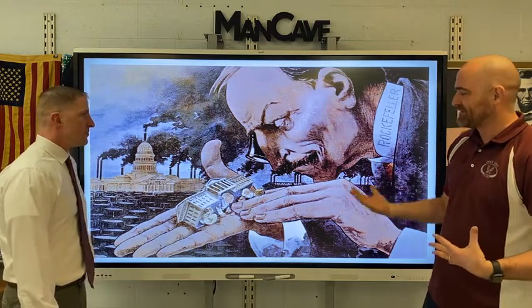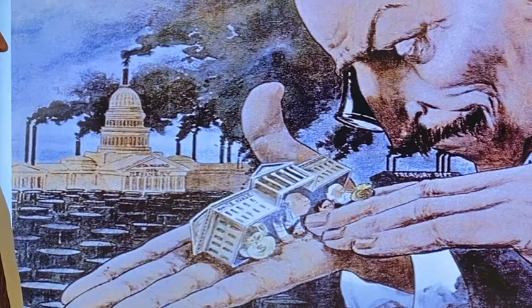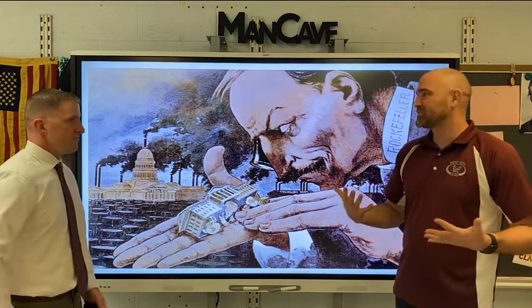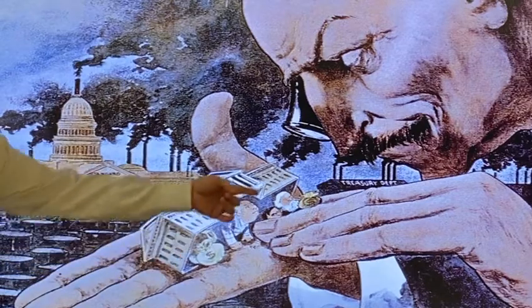But here, the fact that he's got the White House in his hand reminds me of an old saying, he's got the whole world in his hand. And Rockefeller is the richest and most powerful man in the world at this time. And even down here, of course, the money bag's coming up.